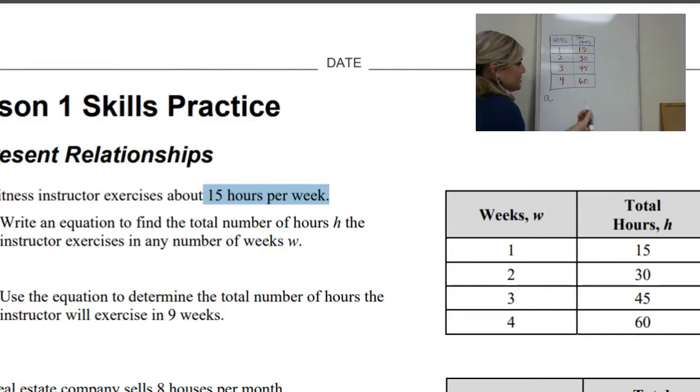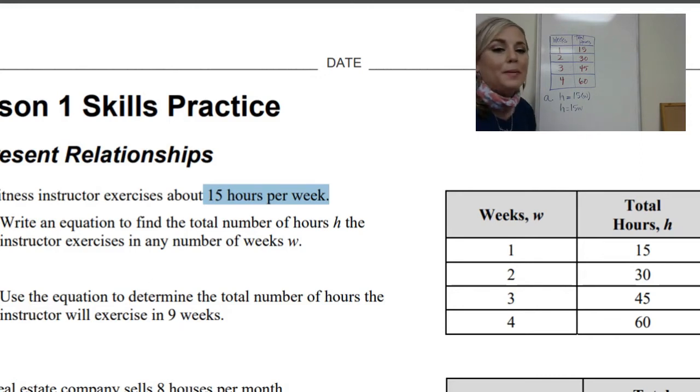So if they give us a W, they want us to figure out how many hours that is. So we would have to say H. My marker's not working. H equals 15 times W, or you could say H equals 15W. So 15 times the number of weeks is going to give you how many hours she works.